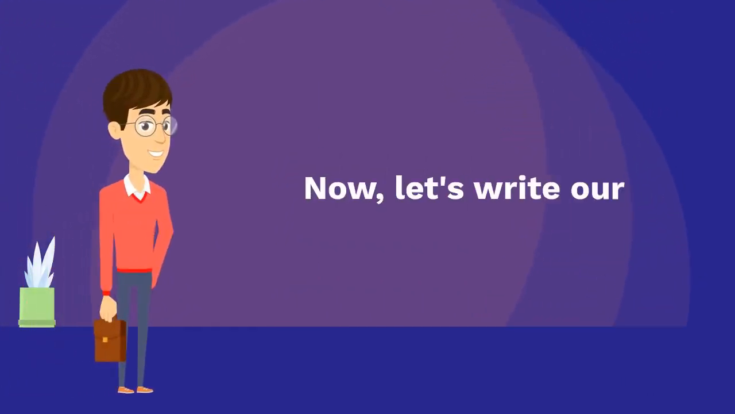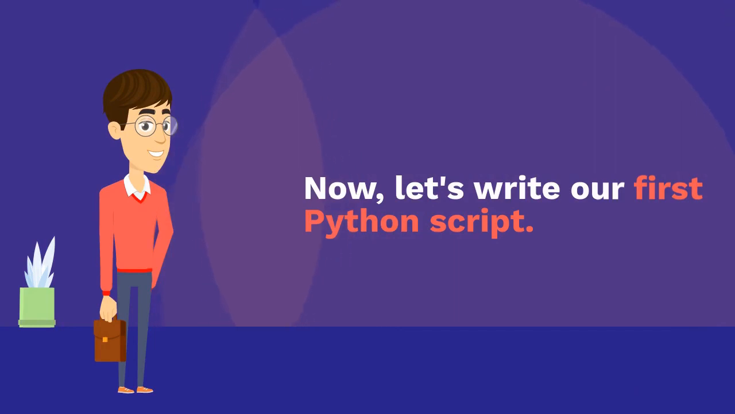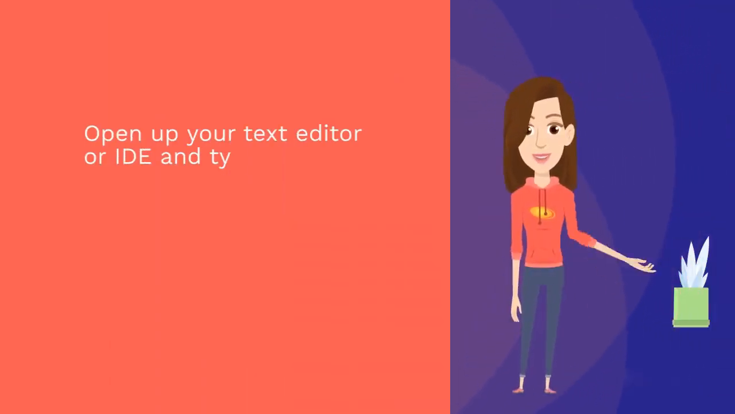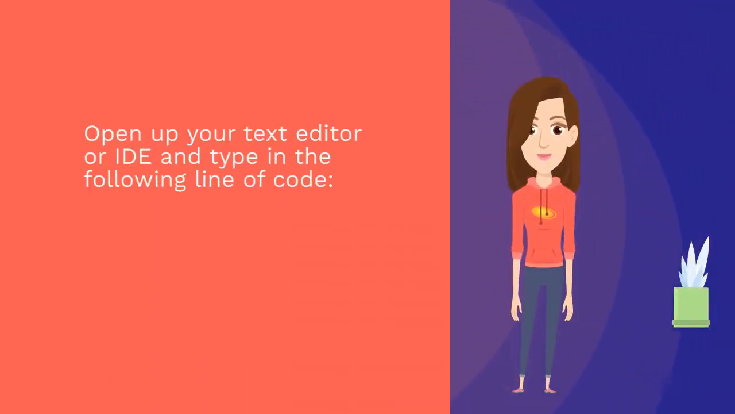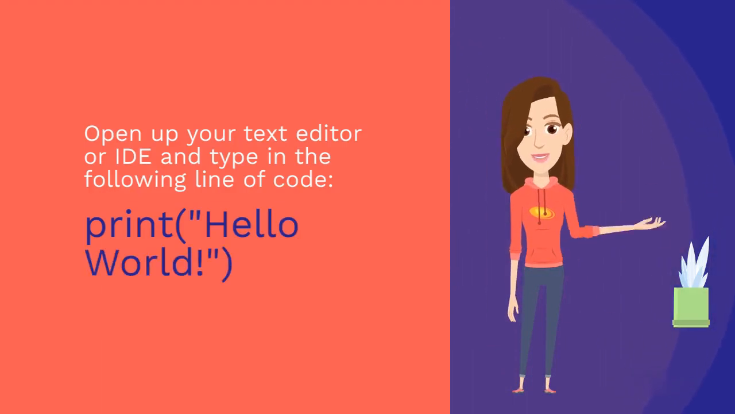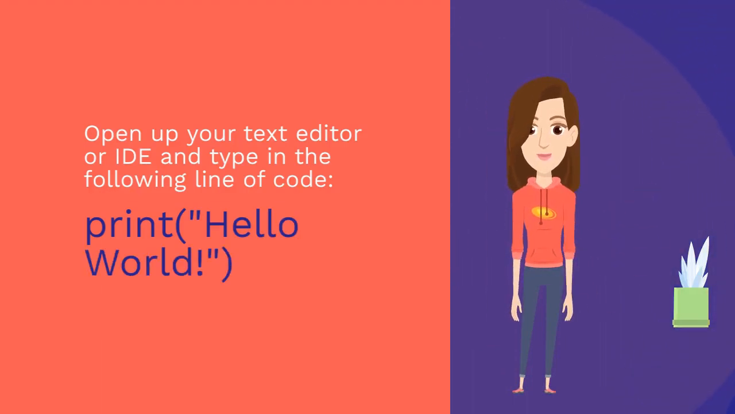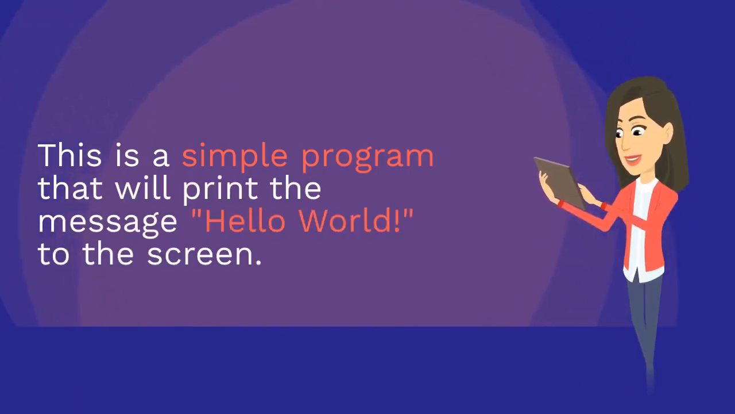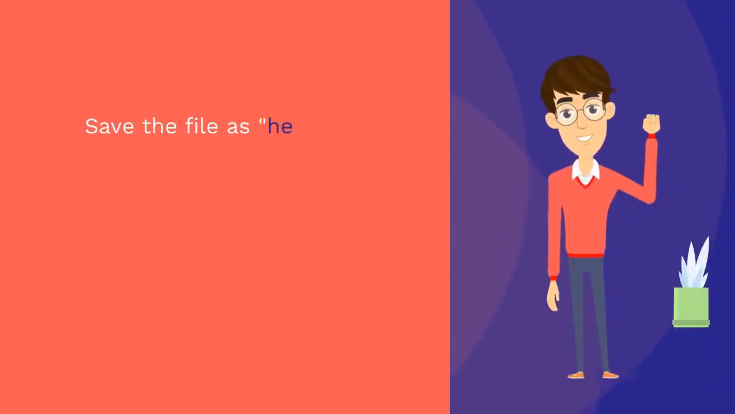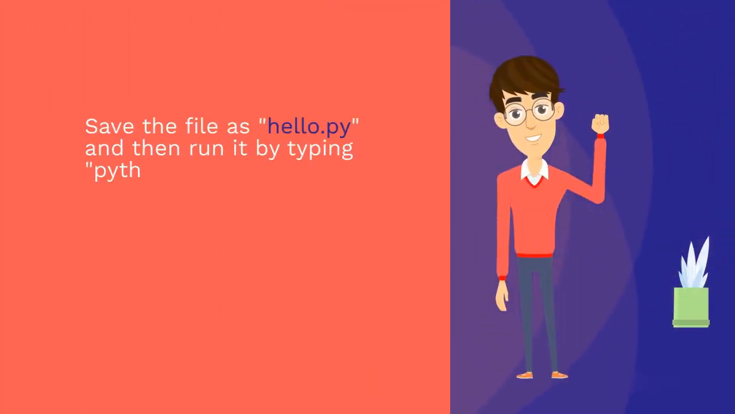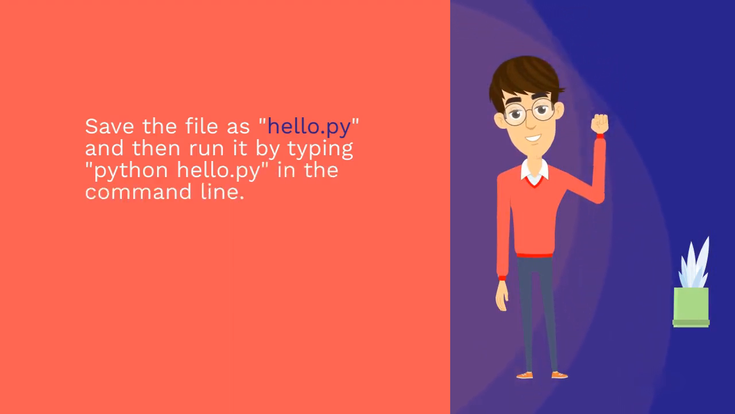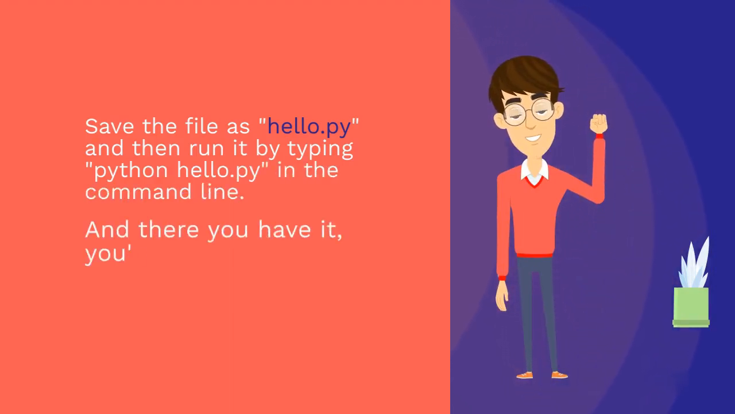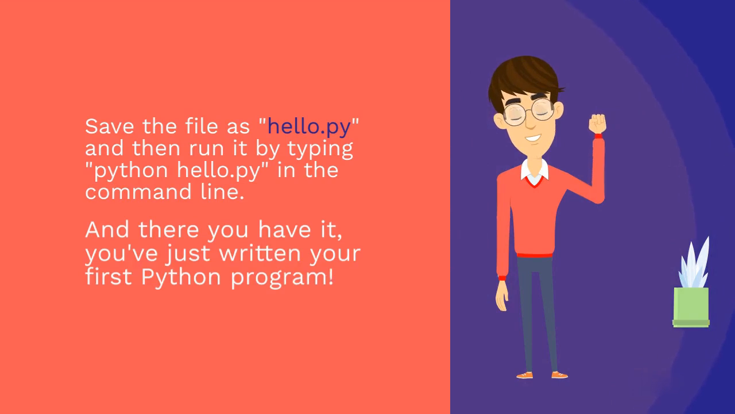Now, let's write our first Python script. Open up your text editor or IDE and type in the following line of code. Print hello world. This is a simple program that will print the message hello world to the screen. Save the file as hello.py and then run it by typing python hello.py in the command line. And there you have it, you've just written your first Python program.